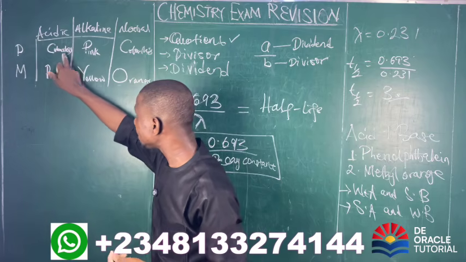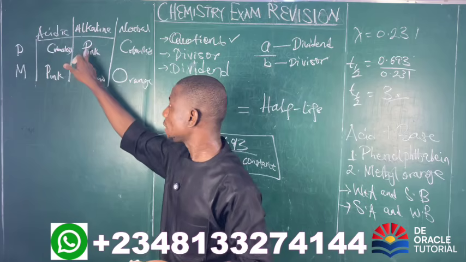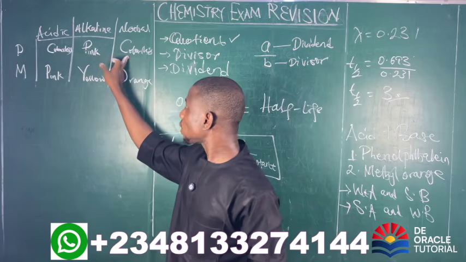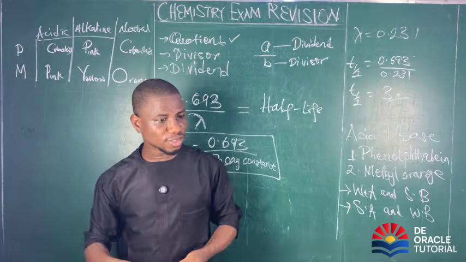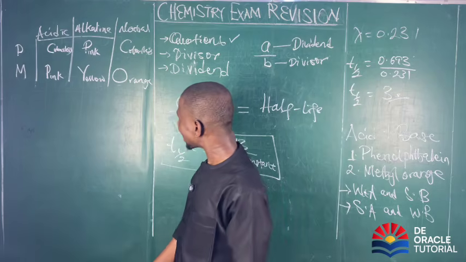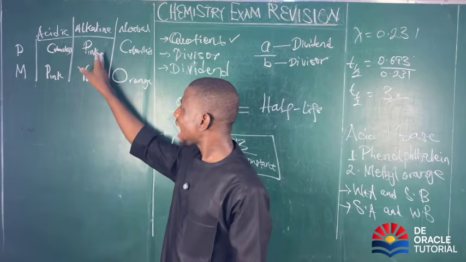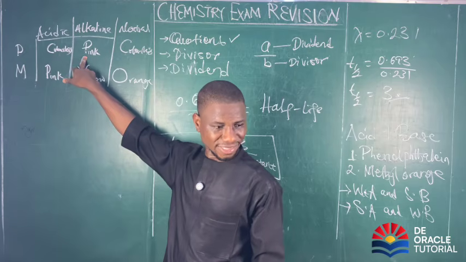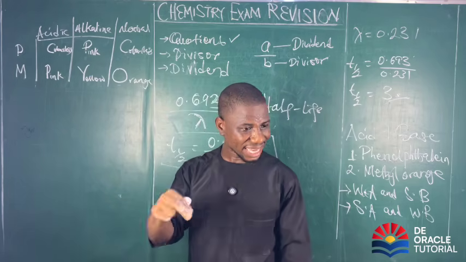Phenolphthalein is CPC, methyl orange what? PO. Colorless in acidic solution, pink in alkaline solution, and colorless in what? In neutral solution. Is that clear? But this question is asking, the color of phenolphthalein is always dash. If you look at it, you notice that we always have this thing colorless, except in alkaline solution. Does that make sense to you? It's simply that phenolphthalein is usually colorless except in alkaline solution.